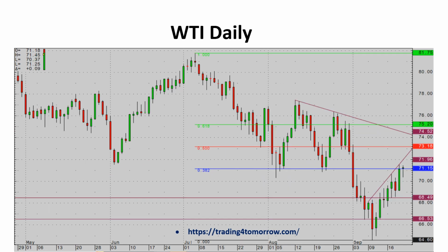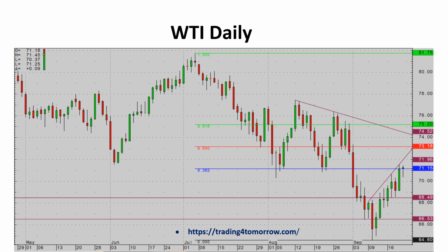And last but not least, oil. Obviously, it's being impacted by what's going on in the Middle East at the moment. So I've put the fib levels on here as well, actually. Initially I've got resistance at 74.52 with that downtrend line. There's another line, well, it's actually an uptrend line, but it's a resistance level at 71.96.